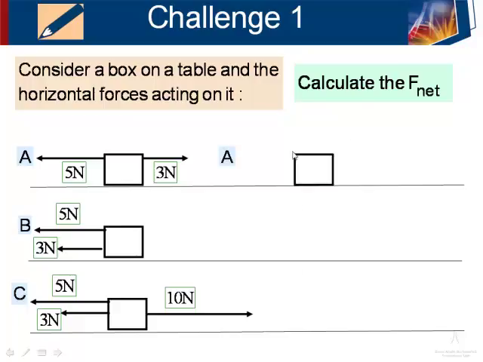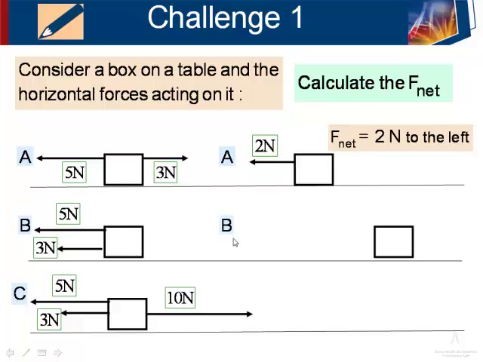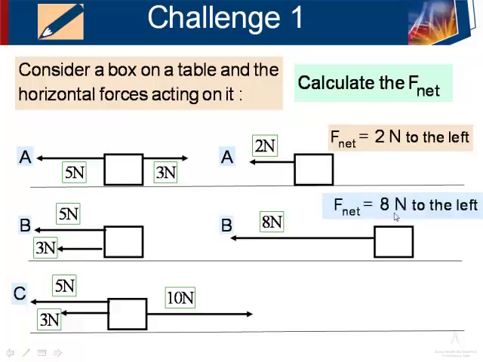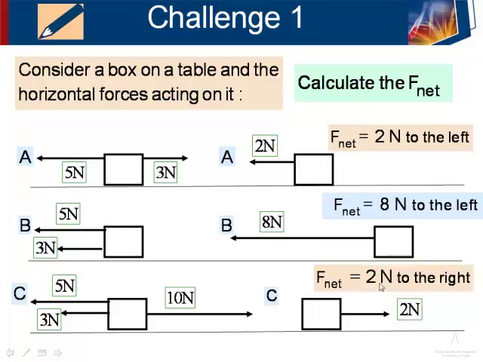Looking at the answers, example A, the solution would be 5 newtons to the left, 3 newtons to the right, therefore the F net would be 2 newtons to the left. Example B, 5 newtons to the left, 3 newtons to the left, resultant F net 8 newtons to the left. And example C, you can see the F net would be 2 newtons to the right. We hope that you got all those examples correct.